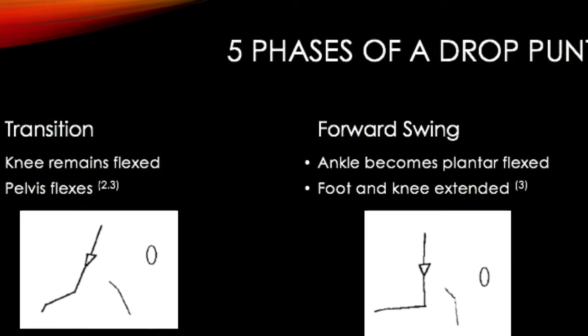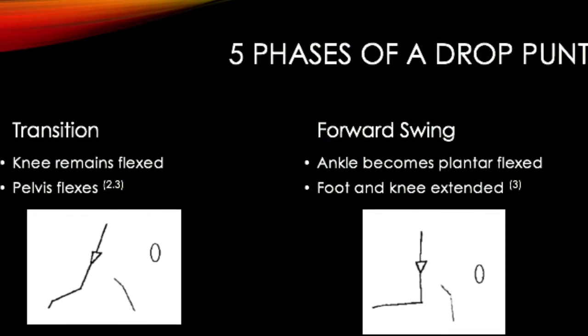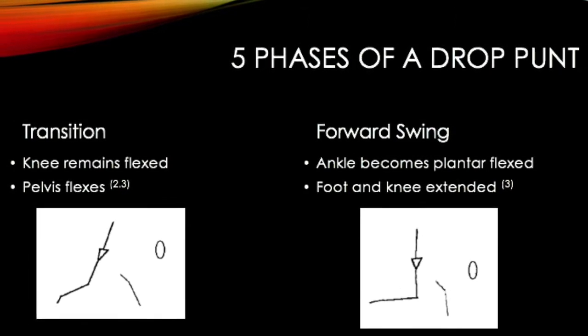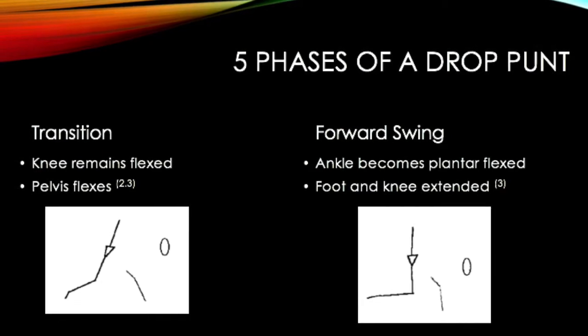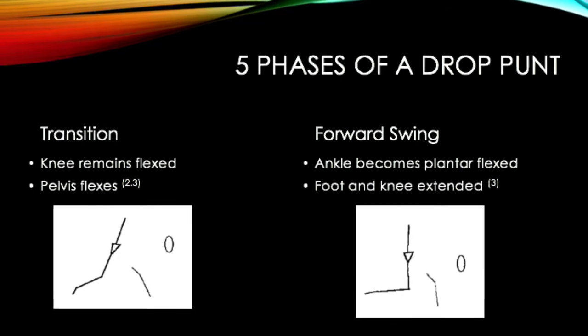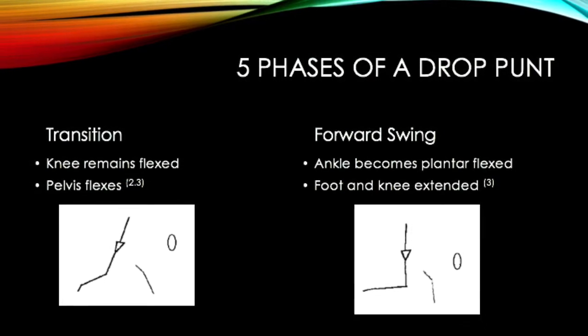Transition. This phase begins when the knee is still flexed, yet the pelvis also begins to flex. Previous studies may refer to this phase as the wind-up. The second last phase is the forward swing. Here the ankle joint becomes plantar flexed and the foot and knee are extended. Ball contact is shown to occur when the knee is flexed between 30 and 50 degrees. This phase ends when the ball comes in contact with the foot.